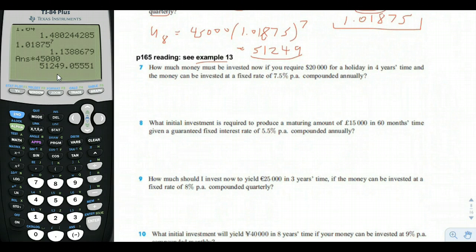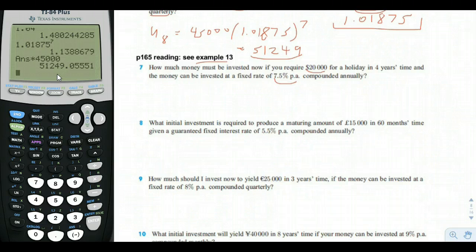And then they ask, how much money must be invested now if you require $20,000 for a holiday in 4 years' time, and the money can be invested at a fixed rate of 7.5% per annum compounded annually? Okay, so this is kind of asking you the opposite, but let's write out the formula, and then you just need to use algebra. Okay, so we need 20,000. That's not what we start with. We don't know what we start with.